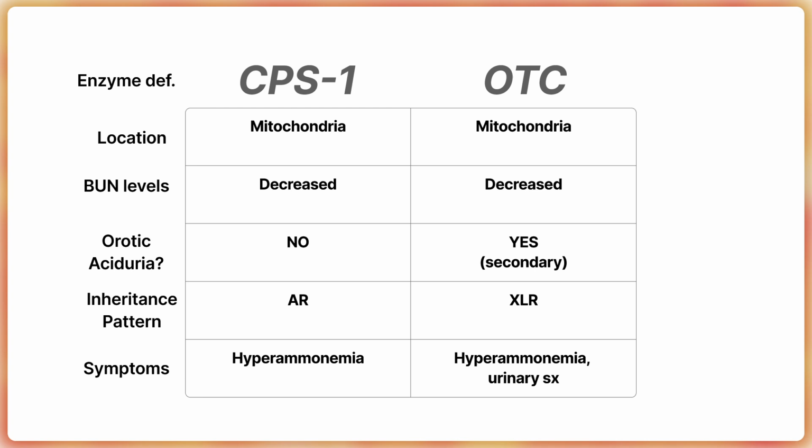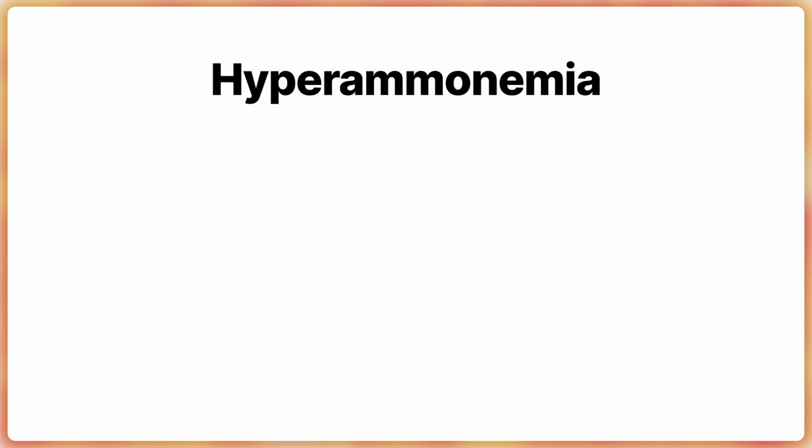Now, throughout this video, we've mentioned hyperammonemia as a key feature of urea cycle disorders. But we haven't really explored why ammonia accumulation is so harmful. Before diving into its clinical presentation, let's first look at the pathophysiology. One way that ammonia harms the body is by interfering with energy production.